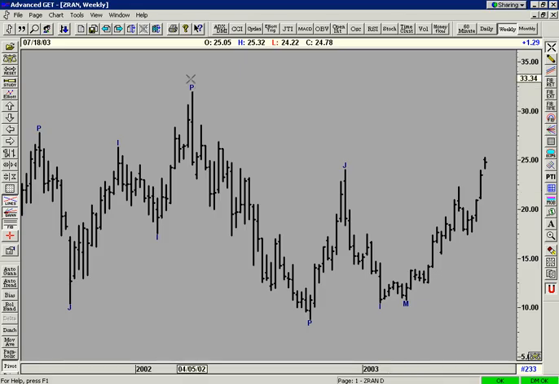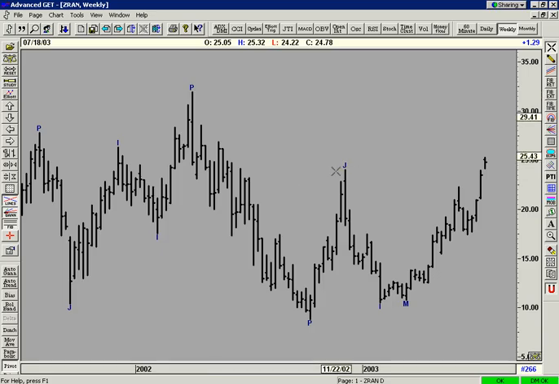A P stands for a primary pivot, a J stands for a major pivot, the I is an intermediate pivot, and the M is a minor pivot. Now these have to do with the significance or the weight of the pivot for which they're marking. For instance, this P pivot back here on 4th of May in 2002 has a great number of bars to the left and to the right that did not exceed the high established on that date.